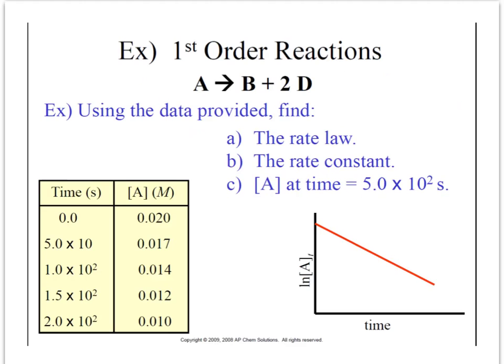All right, let's practice this using some of the data. So over on the side, the bottom left, we can see our data table. So at time 0, we started with a concentration of 0.020. Time went on all the way to 200 seconds, and we wound up at the end with 0.010 molar of that. So concentration decreased as time went on because A was used up to produce B and 2 Ds. We can see over here a graph that was made with this data. So at time 0, that would have been where we had the 0.020.